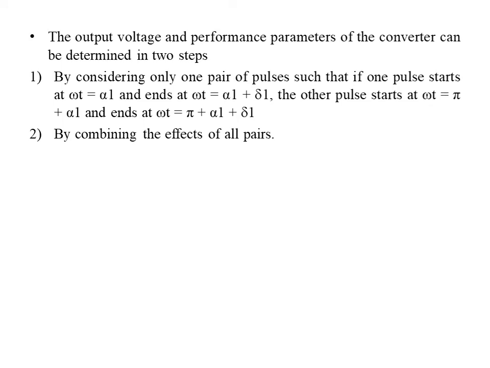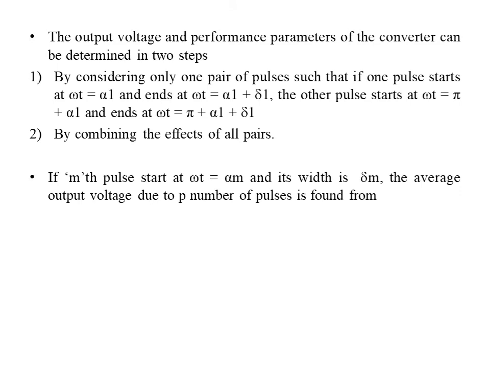First, by considering only one pair of pulses, such that one pulse starts at omega t is equal to alpha 1 and ends at omega t is equal to alpha 1 plus delta 1, and the other pulse starts at omega t is equal to pi plus alpha 1 and ends at omega t is equal to pi plus alpha 1 plus delta 1. These intervals are from the waveform shown in the figure. So the first step is by considering only one pair of pulses. Then second, by combining the effects of all pairs.